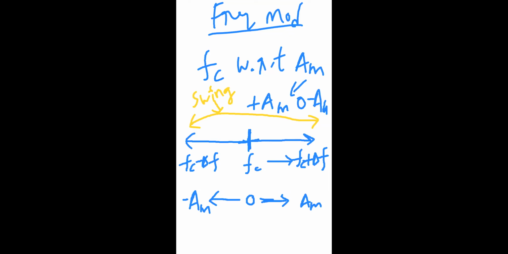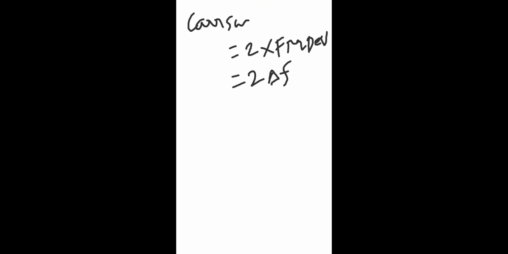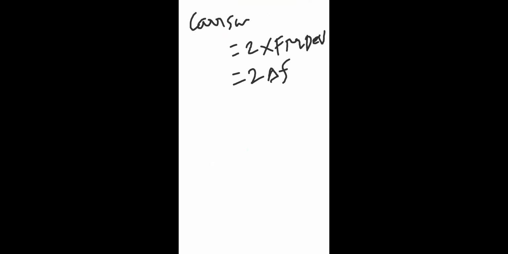From the central value, the difference is called deviation. So what is the observation? The carrier swing is equal to 2 times the frequency deviation. What is the carrier swing? The carrier swing is equal to 2 times the frequency deviation, so 2 times del f. Okay.